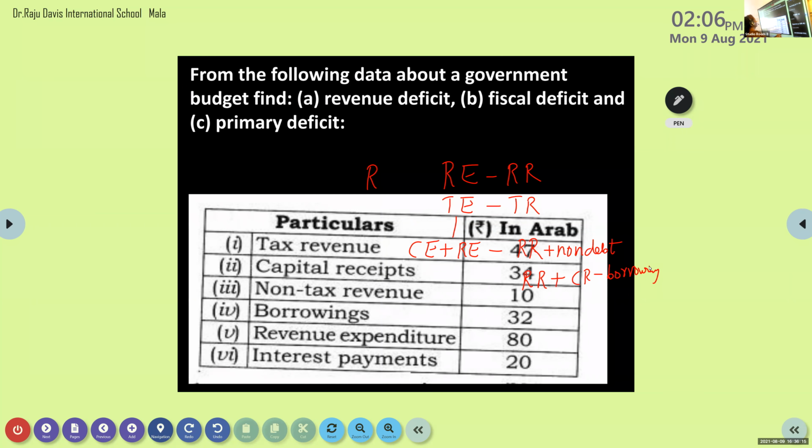Okay. Next, primary deficit. How do we find? Karthik? Fiscal deficit minus interest payments. Okay, so you know the formulas here, and what is given according to that, please find out. You can copy down the question. From the following data, find revenue deficit, fiscal deficit, and primary deficit.